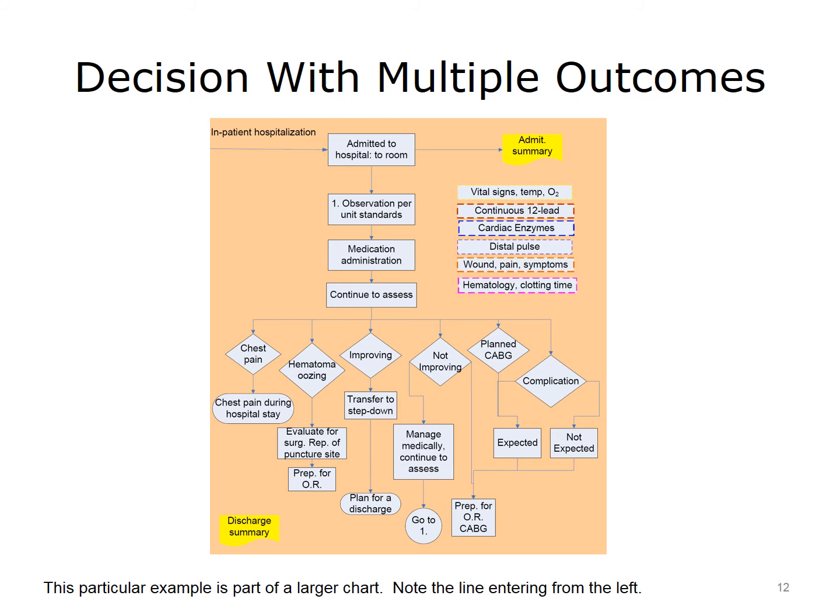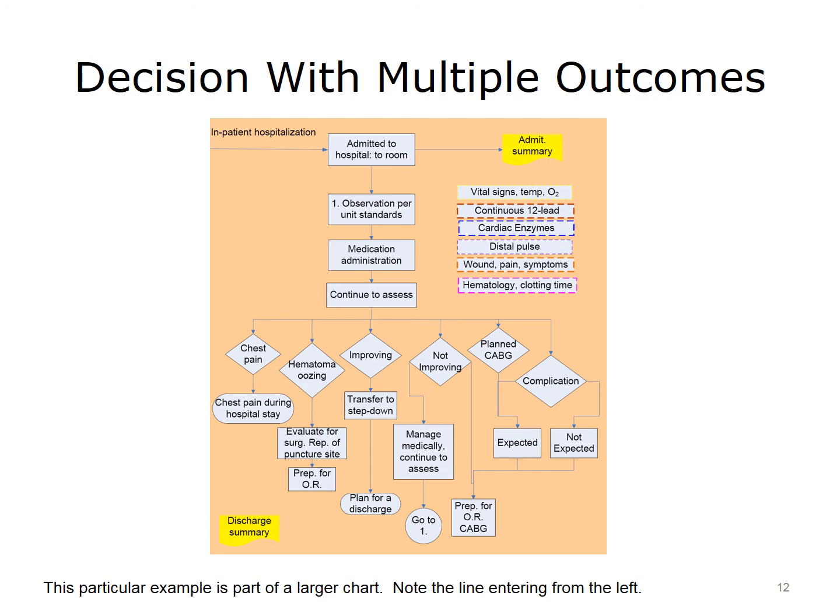Examples are, if there is chest pain, then collect duration of hospital stay related to chest pain. If the patient displays oozing of hematoma, then evaluate for surgical repair of puncture site and prepare for the operation room. If the patient is improving, then transfer to step-down facility and plan for the patient to be discharged. If the patient is not improving, then manage medically by continuing various observations per hospital standards and continuing medical assessments.